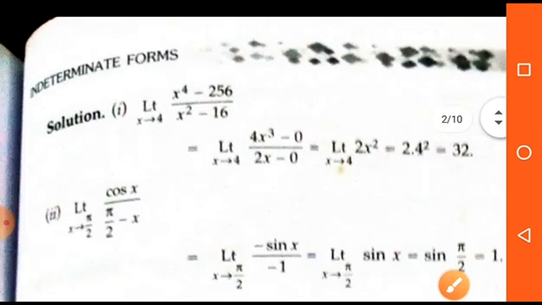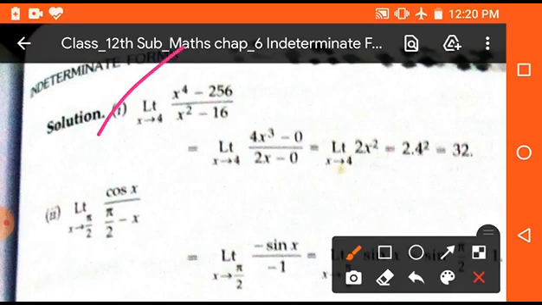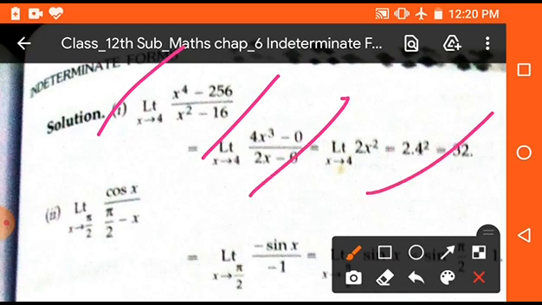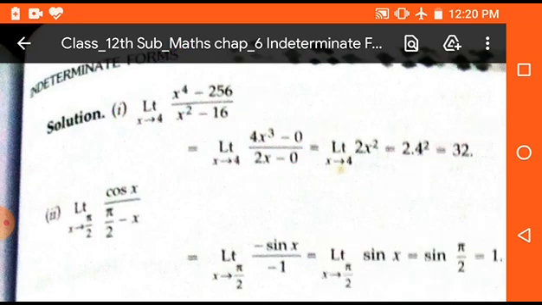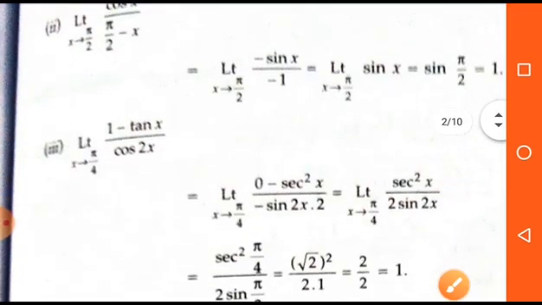Now by the L'Hospital, you can differentiate numerator and denominator. So on differentiating x to the power 4, we get 4x to the power 3, and differentiation of 256 is 0. In the same way, x square will be 2x minus 0. So we get 32. It means that the value of the function at x equals to 4 is 32, while the function is not defined. Clear? Okay, student.